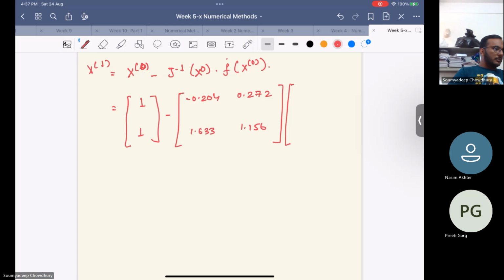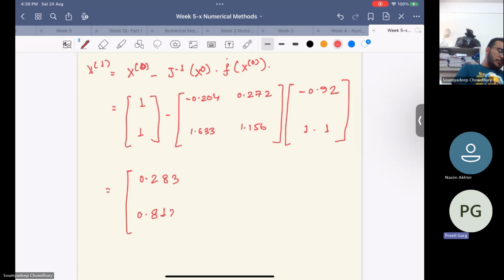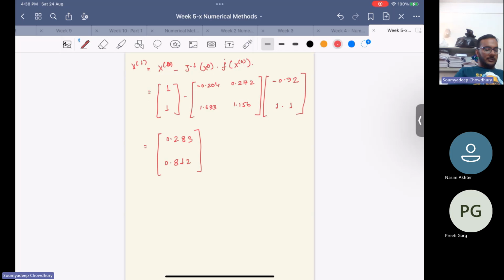If you substitute these two values of x here, it is 0.08 minus 0.2 minus 1 plus 0.2, which is minus 0.92, and this is 1 minus 0.1 plus 0.1. Now if you do this matrix calculation, you will get 0.283. This is after the first step. So this is your x of 2 now.